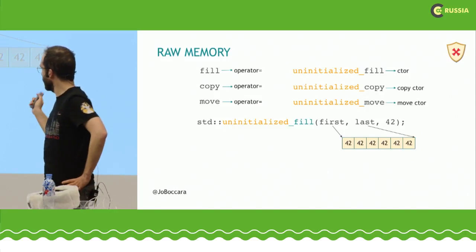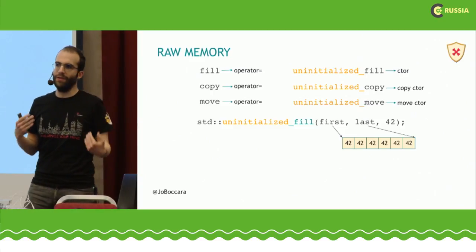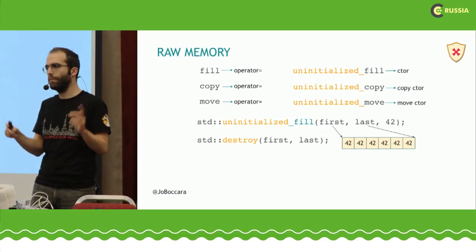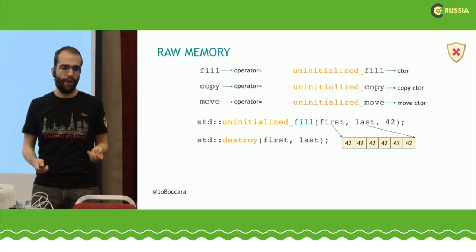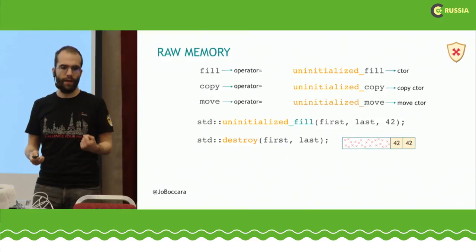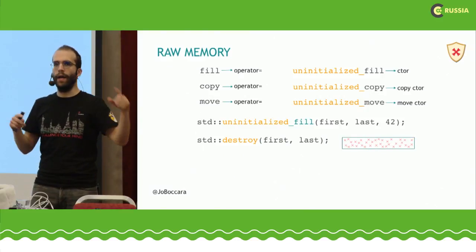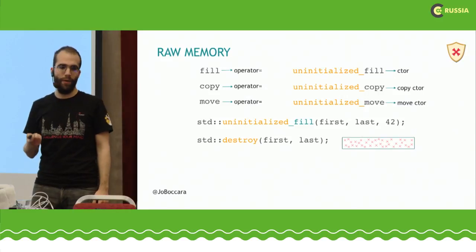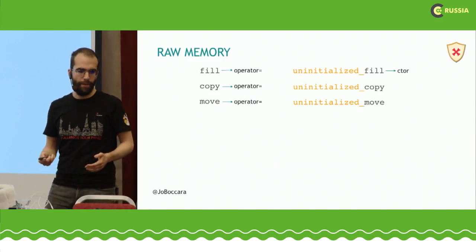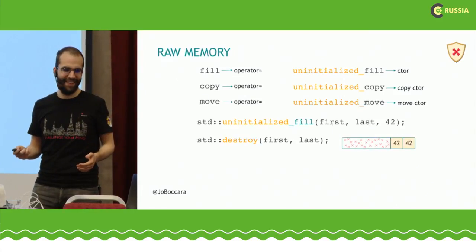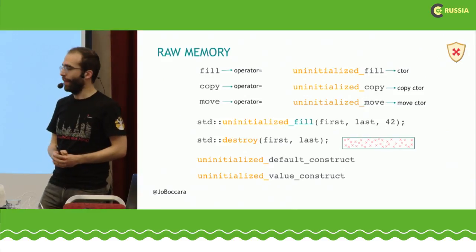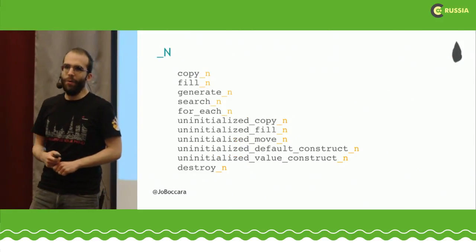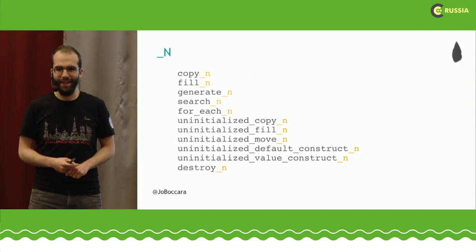And when you're finished with using that chunk of memory, you have to call the destructor on every element of that collection, and that's what destroy does. So destroy takes pointers, like the initialized algorithms do, and would call the destructor of every element in that collection, so that you're back with a chunk of raw memory, and you can hand it back to whomever passed it to you. Now, if you'd like to initialize that chunk of memory with default construct or value construct, sorry. There we go. With value construct, an initialized default construct and an initialized value construct would do that for you, and happily. We've unlocked the final rune, _n.